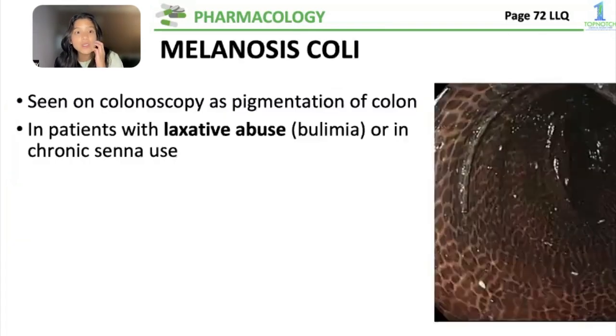So this is what melanosis coli looks like. It's seen on colonoscopy as pigmentation of the colon. And in patients with laxative abuse, for example, people who are bulimic, so they want to purge whatever calories they take in by taking laxatives, or patients who are chronically constipated and are chronically on senna, you can see melanosis coli. Okay.